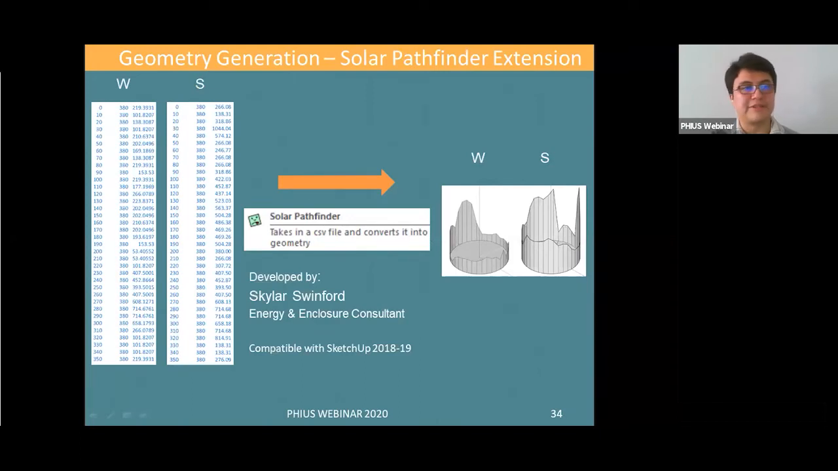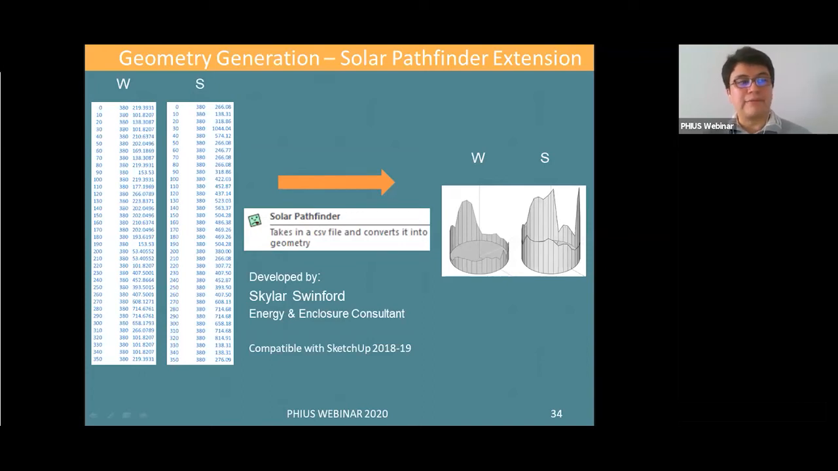Back into the geometry generation, we need to upload the CSV file into the SketchUp program. With this, we will translate a numerical input into a geometrical output. For this process, we use an extension called Solar Pathfinder. This extension was developed by Skylar Swinford.